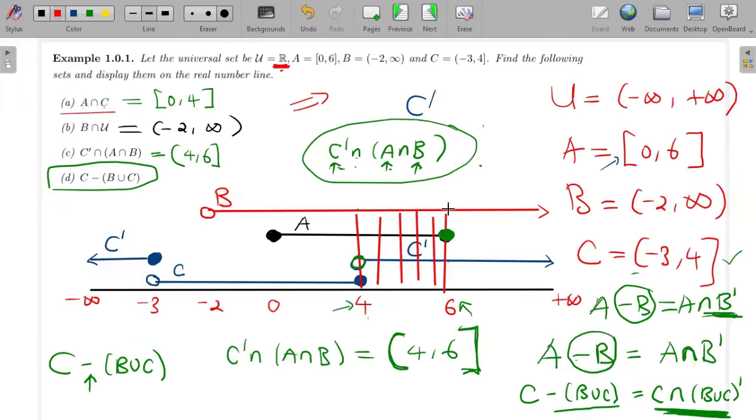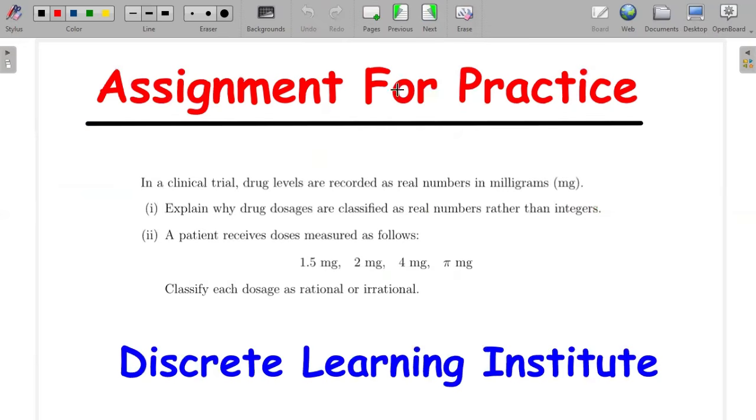All right, before I close the class, any question that you have? Any question? There's also this assignment if you want to try it out. This is a question from the tutorial sheet. You can try it out. Any question?